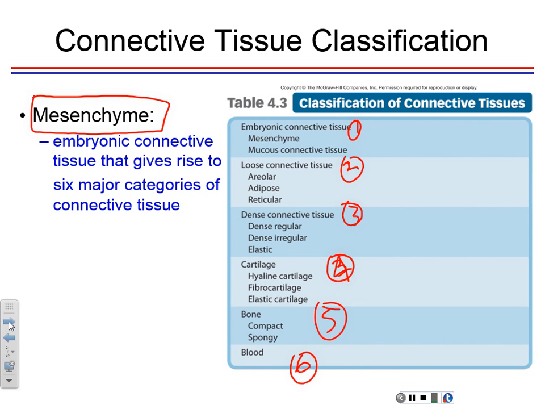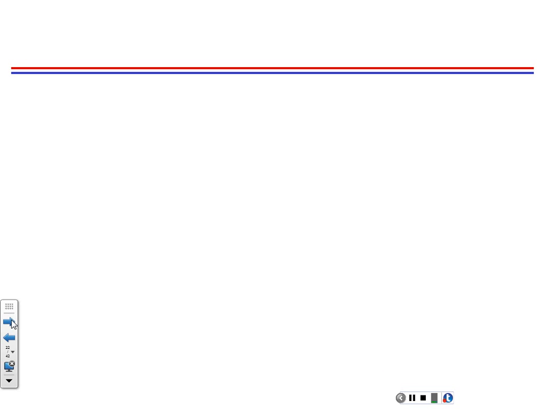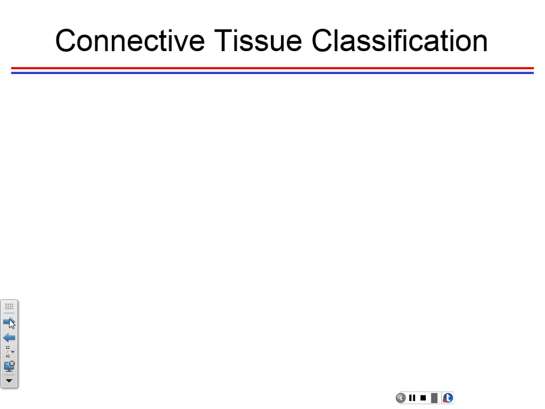Okay. So those are the six. So know about mesenchyme because it's the mother of all connective tissue. All the connective tissue arises from the mesenchyme, which is the embryonic connective tissue that will give rise to all six connective tissues. And now we'll talk about each of those connective tissues.